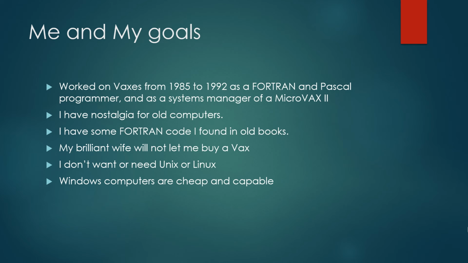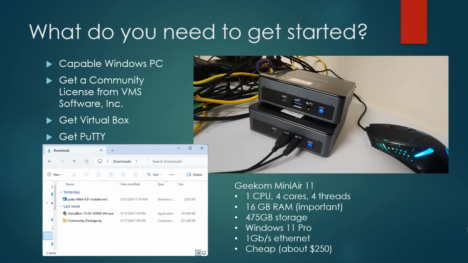And what's motivating me here is Windows computers are now cheap enough and capable enough compared to back in the day. So it's nice that VMS Software has ported this to the x86 platform, and so this is my chance to try it out. So I got the smallest, cheapest computer I could find. This little Geekum Mini Air 11 has one CPU with 4 cores, 4 threads. It has 16 gigabytes of RAM.